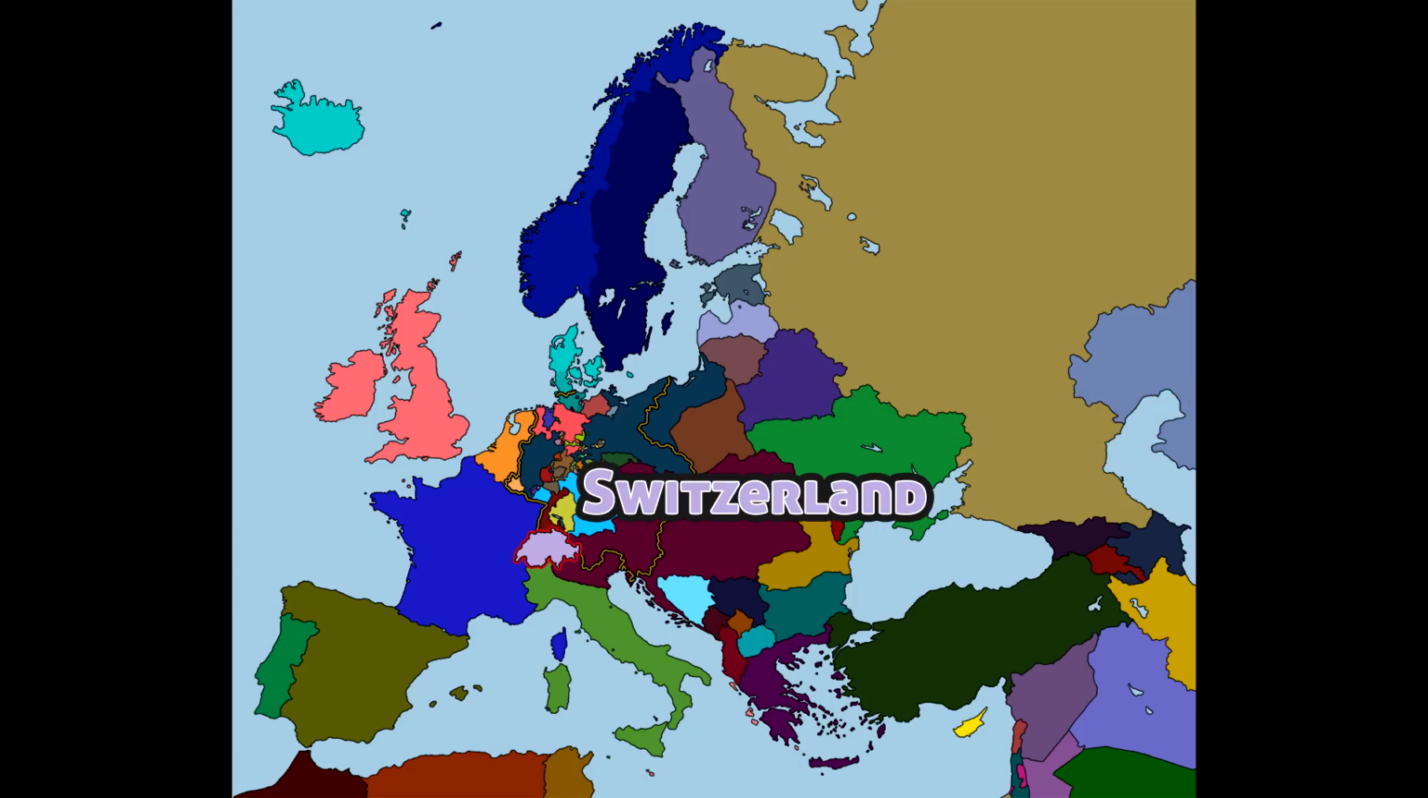The next country is Switzerland, which hasn't really changed from today but still needs to be addressed. Because in western Switzerland, we have the Principality of Neuchâtel, which in 1815 had been integrated into Switzerland while still technically being in a personal union with Prussia. So yeah, we're gonna have a crisis here.